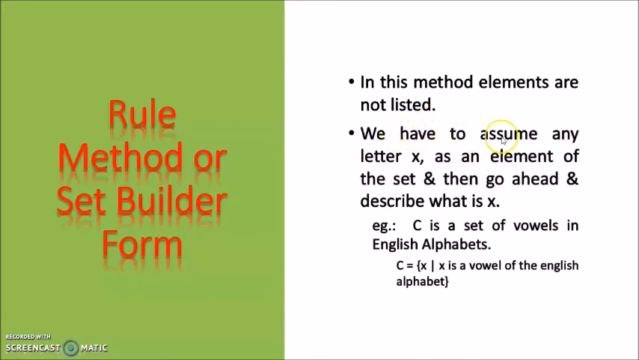We have to assume any letter x is an element of the set and then go ahead and describe what is x. Example, C is a set of vowels in the English alphabet. So in the listing method, how did you write it? C is equal to, and you write a, comma, e, comma, i, comma, o, comma, u. But here, you will represent all of a, e, i, o, u as x, and then such that, and describe what is x. x is a vowel of the English alphabet.